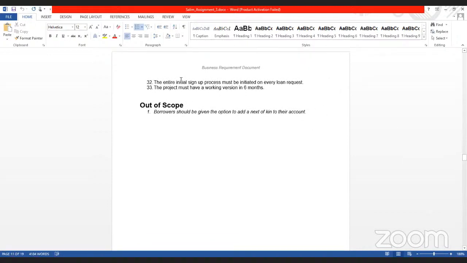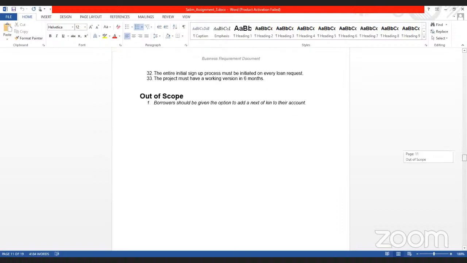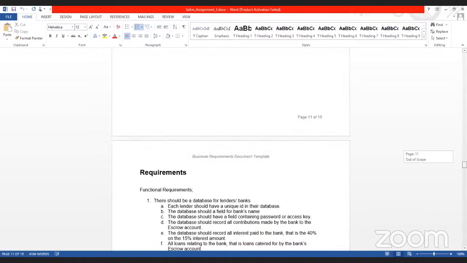As I mentioned, the initial sign-up is initiated on every loan request. So no matter whether you've taken a loan before, you have to go through the initial sign-up process, as I showed before, every time. And also the project must have a working version in 6 months. I think that is what I put in the in scope. Out of scope is we will not be accounting for the next of kin to the account. So there should be no next of kin to the account. That was the only out of scope I gave.